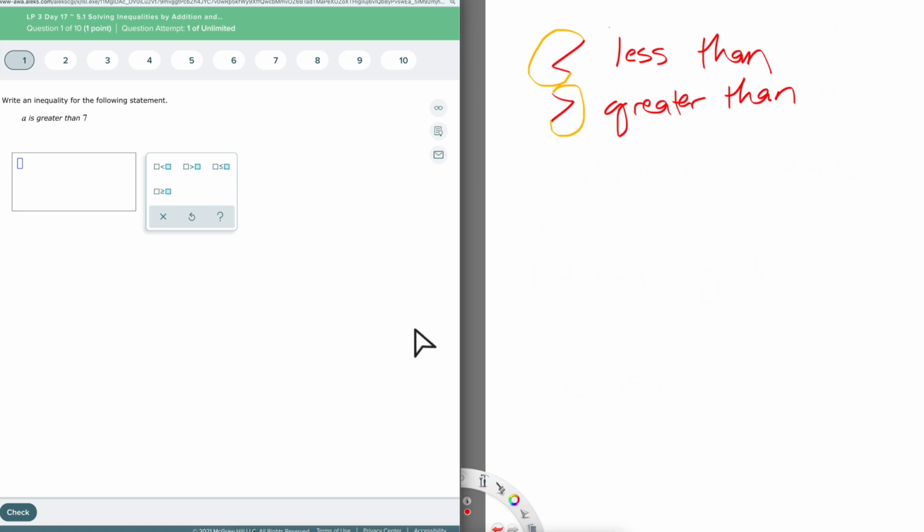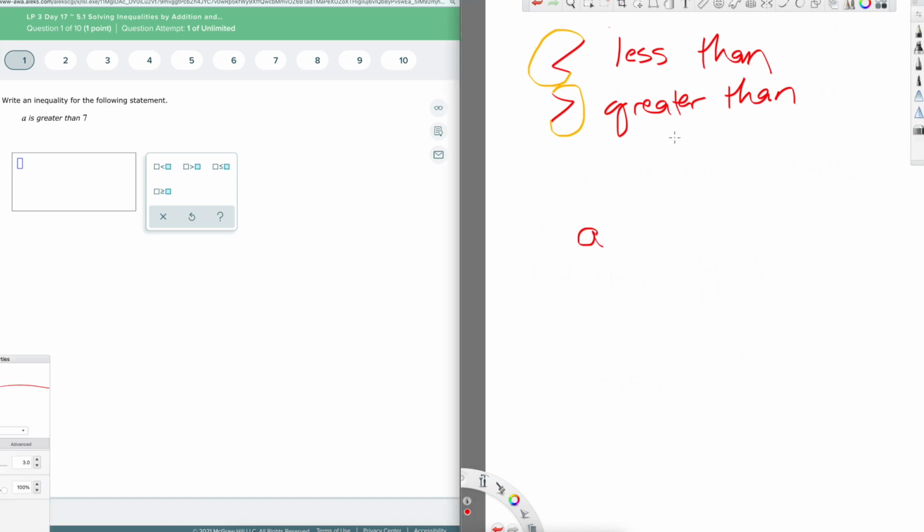All right, so it says write an inequality for the following statement. A is greater than 7. So I come over here and I go A is greater than, so I know it's going to be this guy, and then 7. And I'm very picky about how you write this. I always say it should be variable, then an inequality sign, then the number. And the reason is when we start to graph, as long as we have it in this order, it makes it very easy to graph, because this is almost like an arrow pointing in the direction that we're going to graph. But if we have it backwards like they did on the example where they had the number, the inequality sign, and then the variable, it doesn't work the same way. So I'm very picky about this.